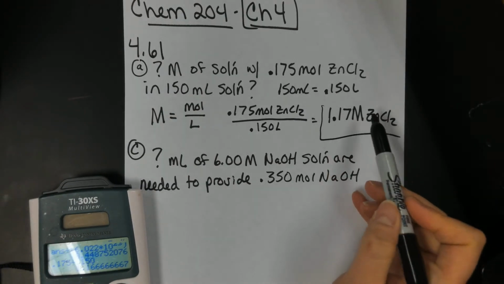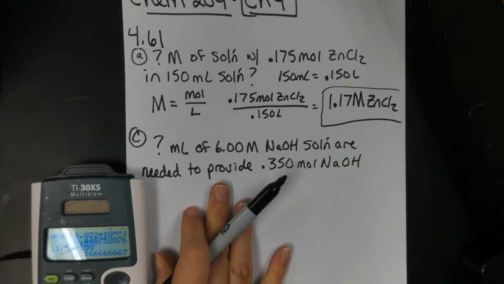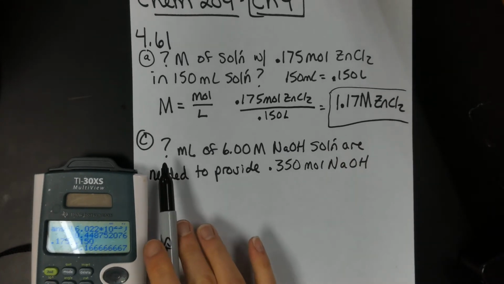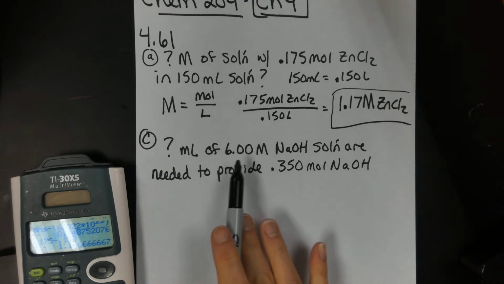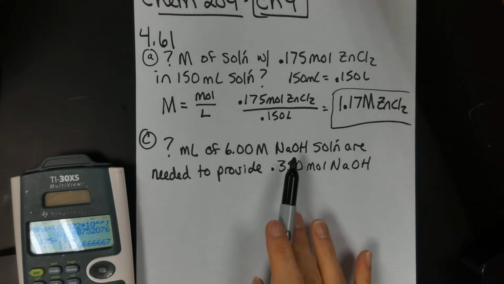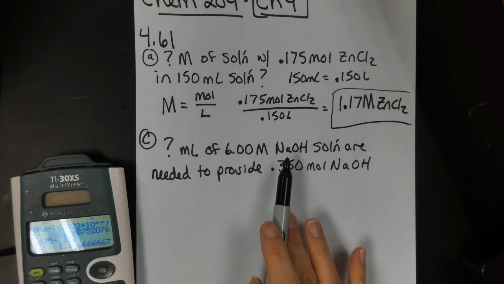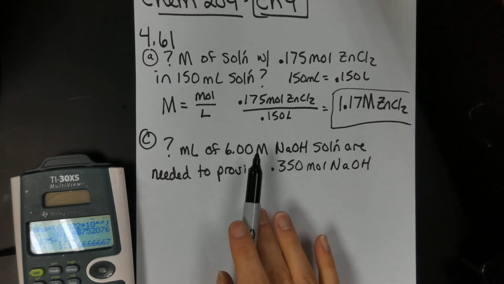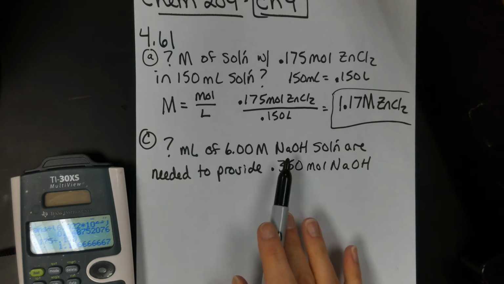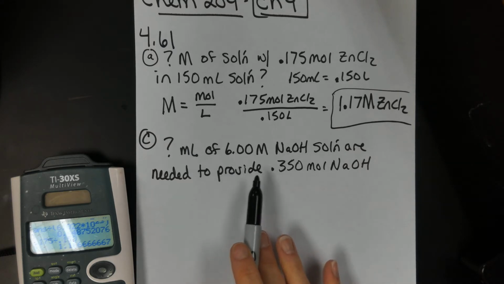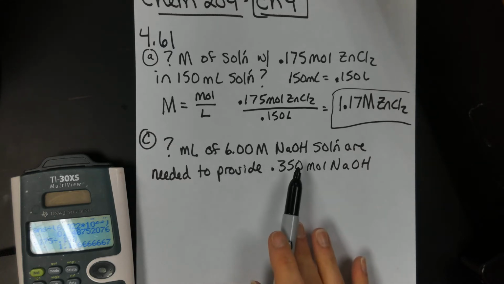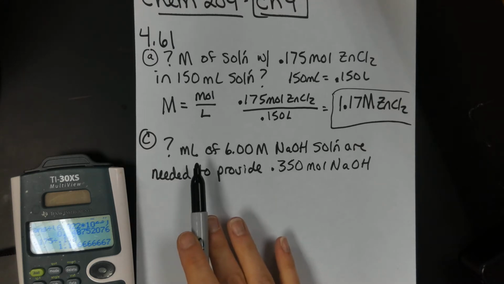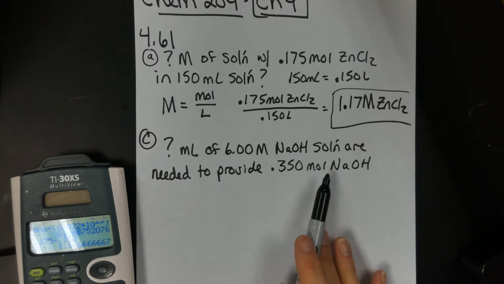But the next one throws a little bit more sauce in our pan, which is all right. We can handle it. It says we have a 6 molarity sodium hydroxide solution. Fun fact, I believe that is what drain cleaner is. So it's a very concentrated base. With this 6 molar sodium hydroxide solution, we want to know how many milliliters of it we need to get 0.350 moles.